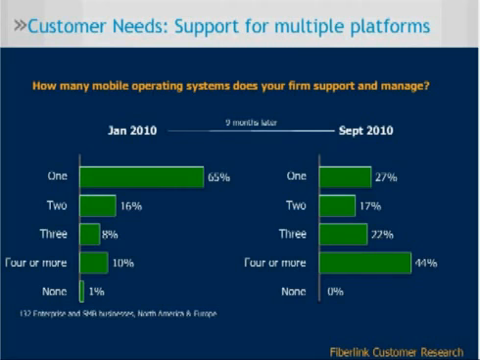So in January 2010, about 18% of the companies polled were supporting 3 or more operating systems. And not a year later, in September of 2010, a whopping 66% of these companies were supporting 3 or more devices. That jump of supporting multiple devices has a direct effect on the pressure and the cost to IT organizations.